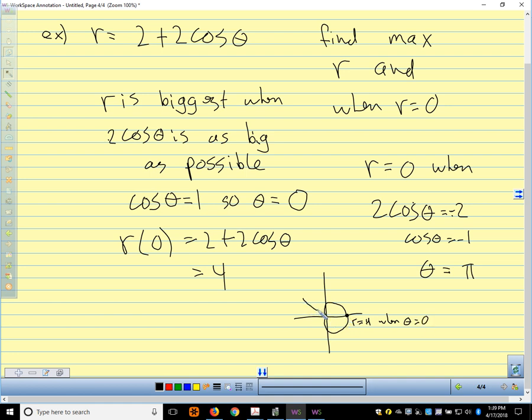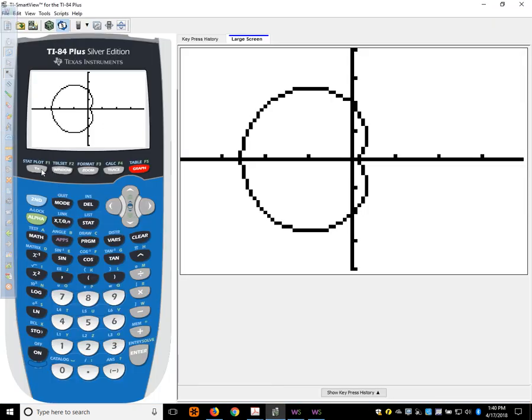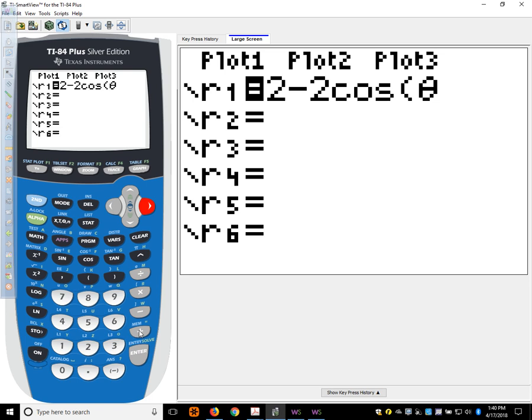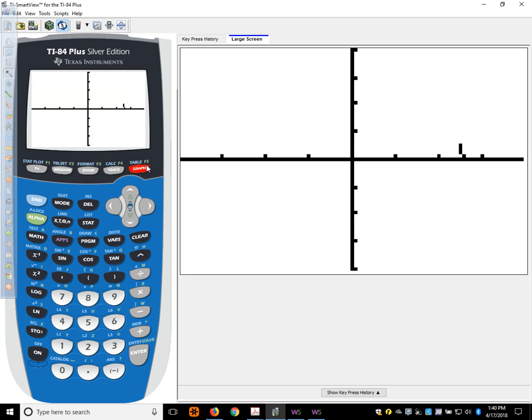And r equals 0 when theta is pi. Sorry, not pi over 2, pi. That's what we wrote right there. So when theta goes from 0 to pi, r goes from 4 around to 0. And if I change this in my calculator, I change this to a plus, and I graph that. There we go. All right, questions there?